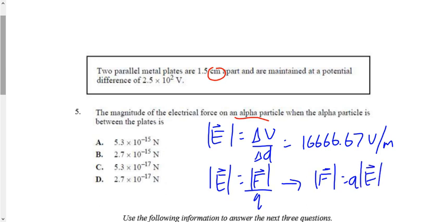Make sure you use the charge of the alpha particle, not the charge of an electron, and the 16666.67. When we multiply those together, we end up getting A for number 5, 5.3 times 10 to the negative 15 newtons.